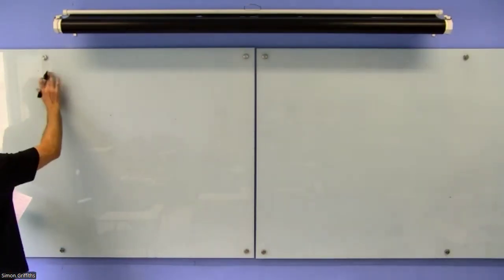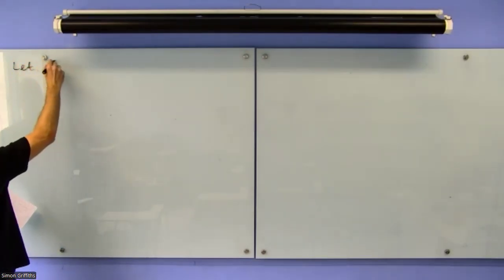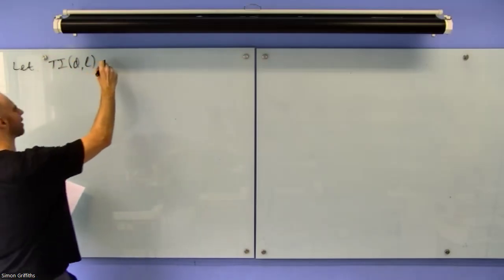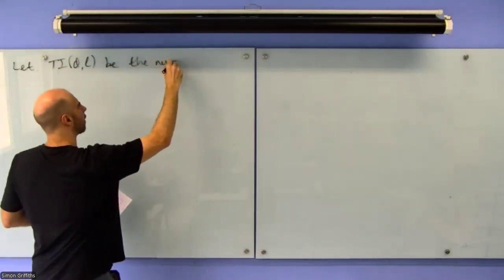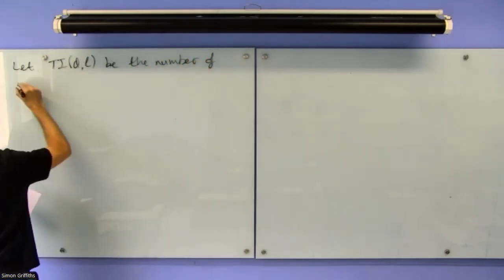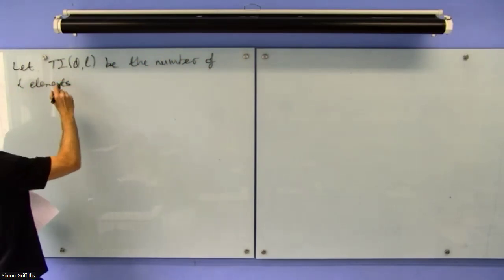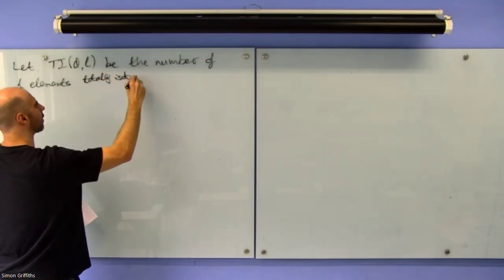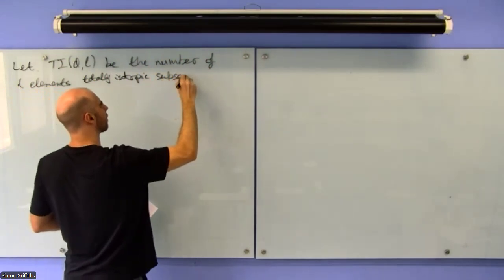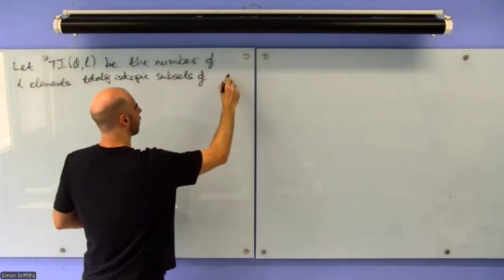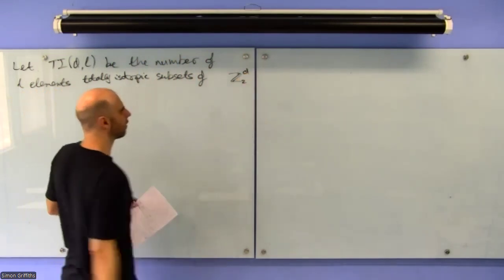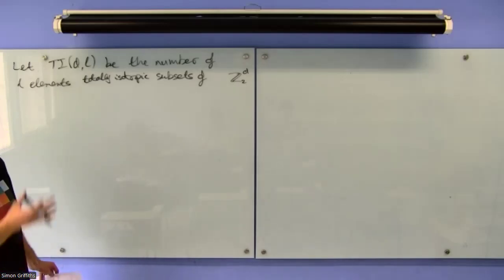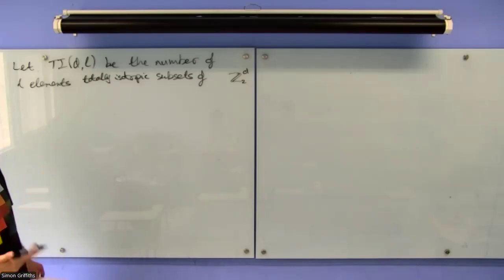So maybe you could say, let's call it Ti for totally isotropic, dl, this can be the number of L-element totally isotropic subsets of Z2 to the D. I mean, actually, if it's totally isotropic, in particular, you have to be contained in V. So I could say in V contained in Z2 to the D, but they'll all be in V actually.